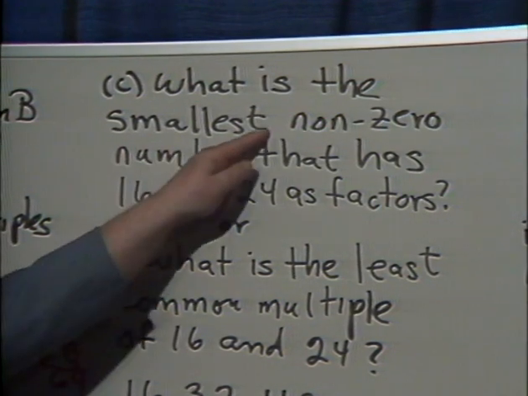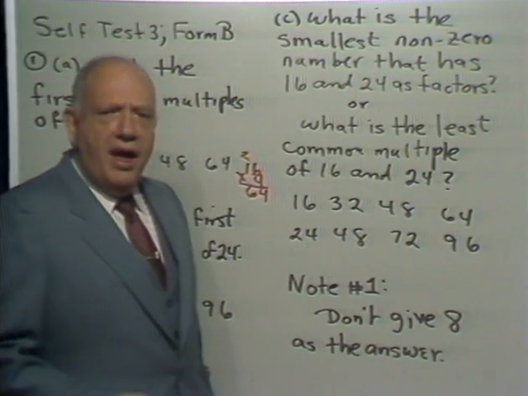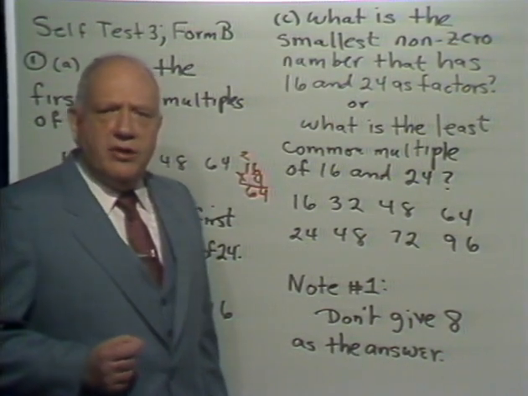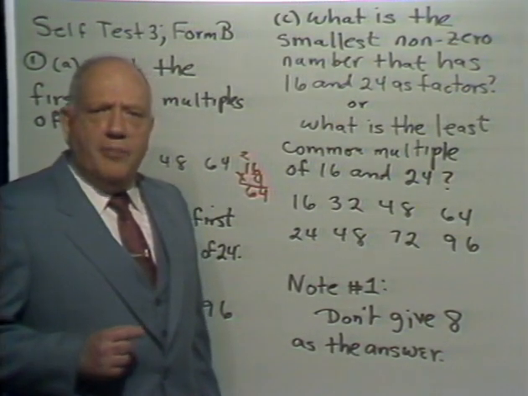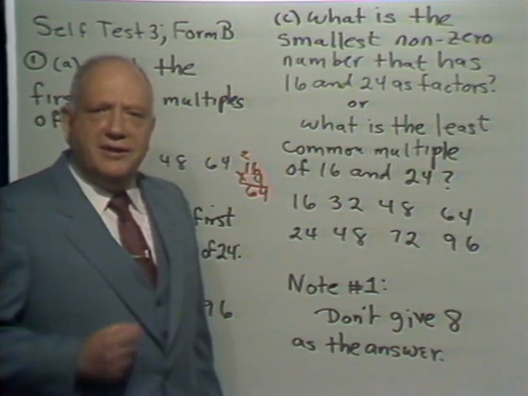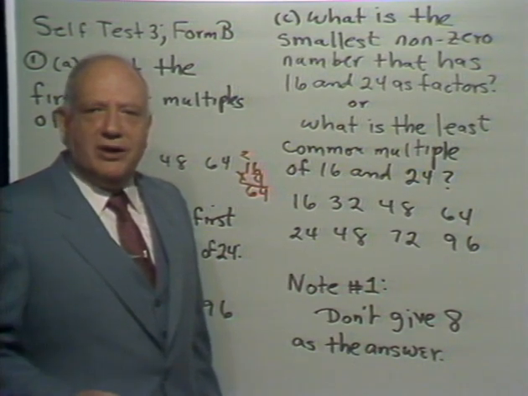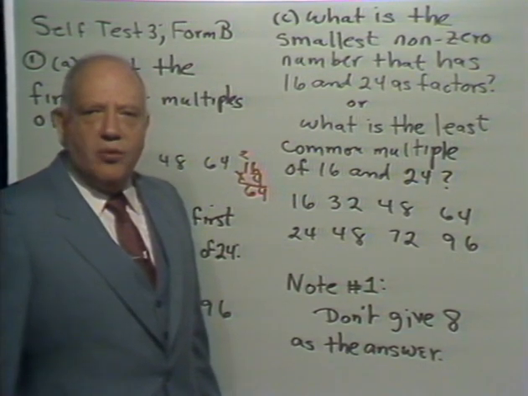Now, the reason I say non-zero here is because 0 is a multiple of every number. See, 16 times 0 is 0. 24 times 0 is 0. So we want a number which isn't 0. And what this means in different language is if you were counting by both 16s and by 24s, what is the first number you'd come to? In other words, what is the least common multiple of both 16 and 24?